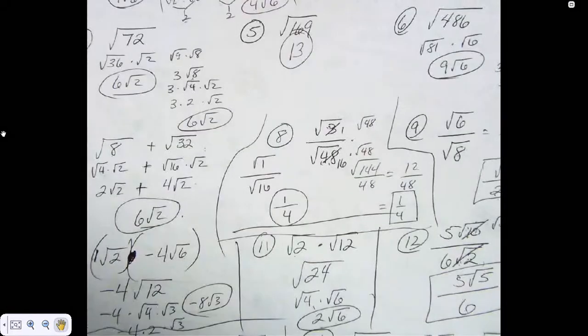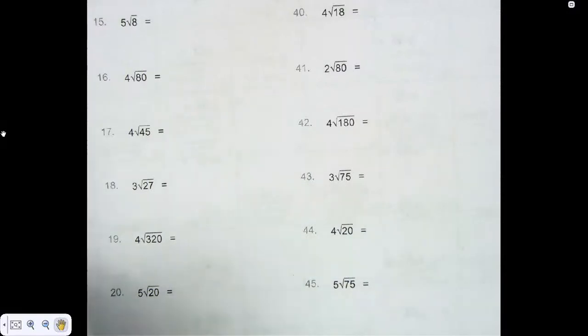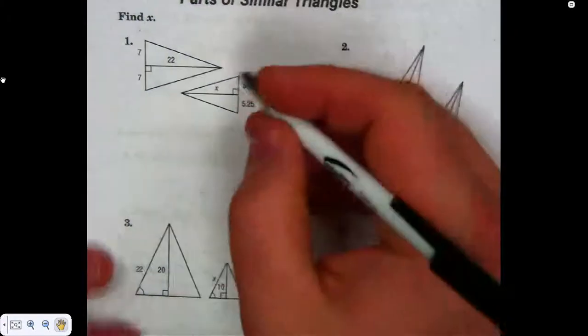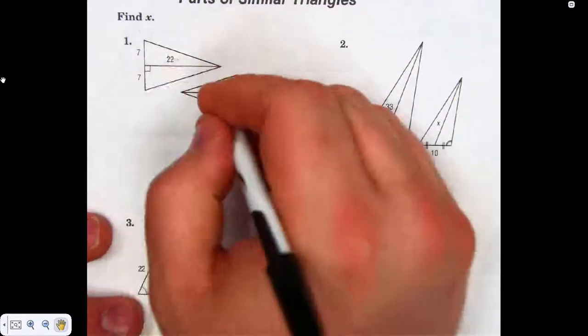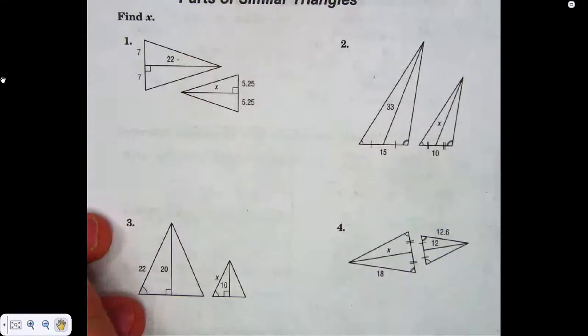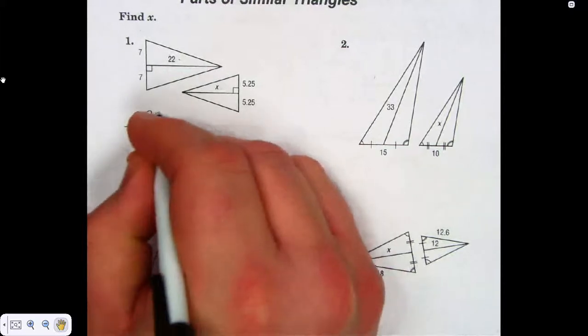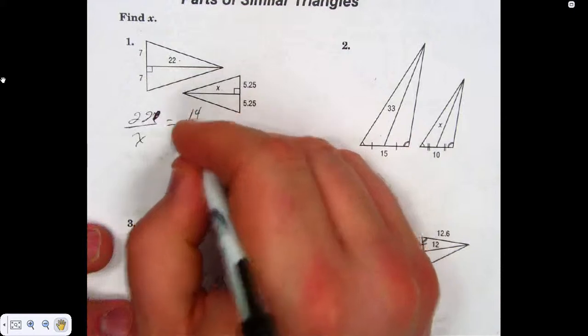How about 7.5? We okay on 7.5? Here's 7.5. Do you have any questions on 7.5? What did we learn about 7.5? I had a question on like the altitude ones. The altitudes are proportional to the sides. So 22 over x would equal what? 14 over 10.5.